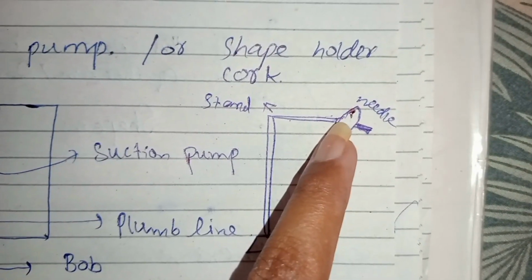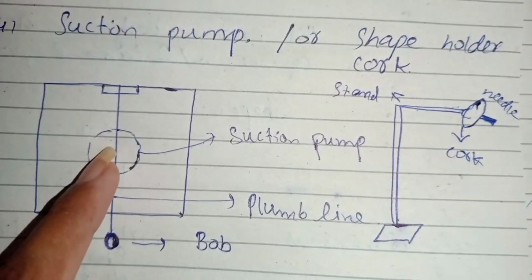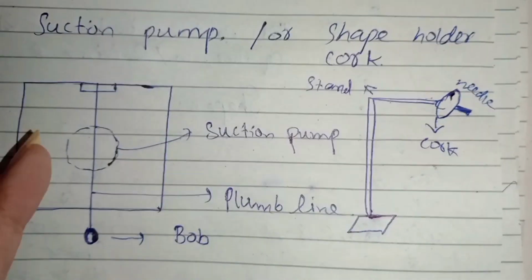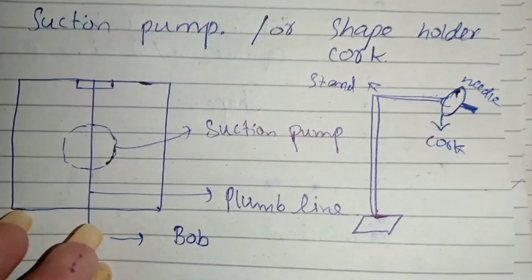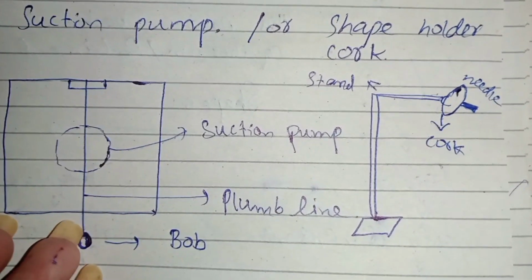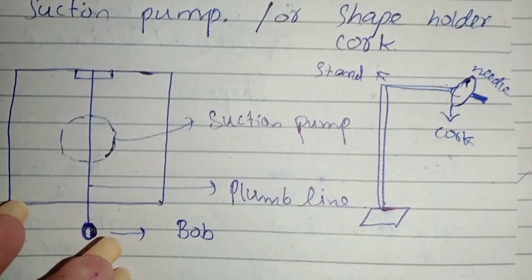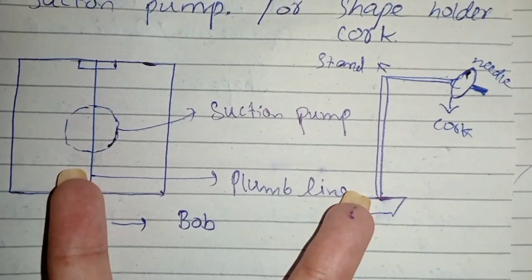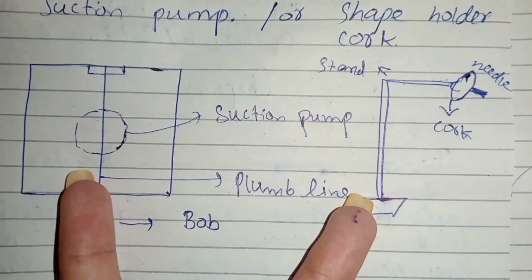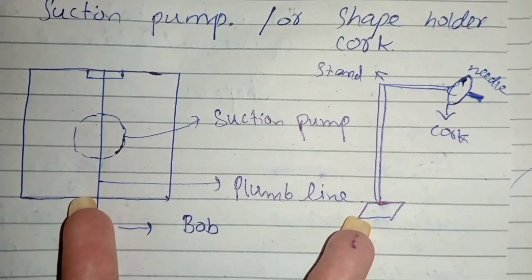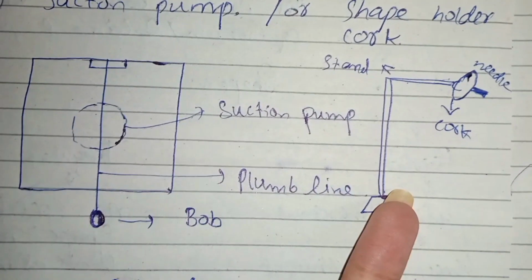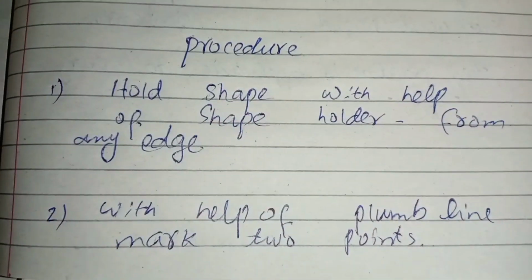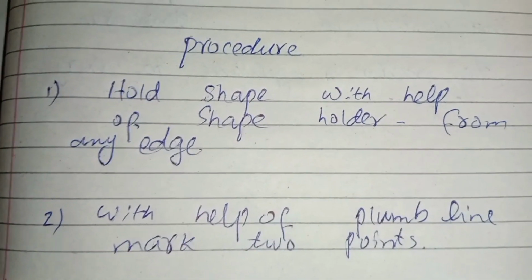So basically the purpose of this needle and this suction pump is to hold the shape for which we are performing the experiment to find the center of gravity. So you may have either of these two apparatuses available in the lab. The procedure would be the same for both of these apparatuses. From now on, we will be discussing the procedure for the practical.